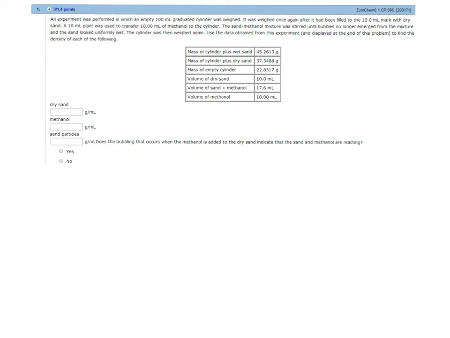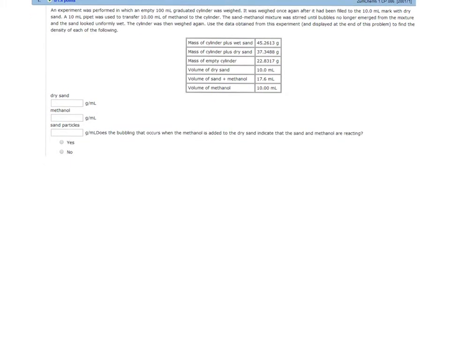HW2 Question 1. This problem has us calculate density for each of three objects. The formula for density is not that tricky. It's just mass over volume. But they make you fish for the data pretty carefully in this data table, and that's the tricky part. They also want you to calculate this to the correct number of significant figures.